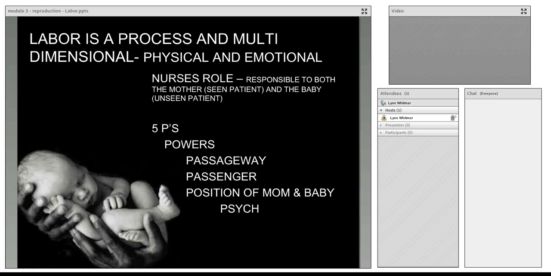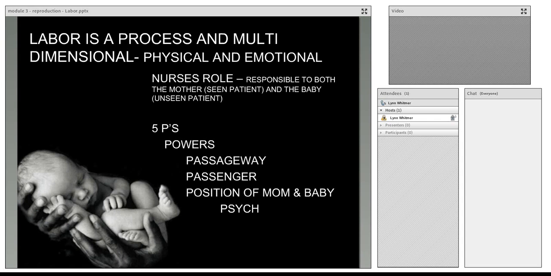Labor is a process and it's multidimensional. There's a physical piece and there's an emotional or psychological piece, and they both work together. We tend to focus more on the physical side of labor than on the emotional or psychological side because we can measure that and we can manage that, but you have to put them both together. Women are multidimensional. They have a psychological, an emotional, a biophysical portion of them, and they bring it all with them when they enter your labor rooms.